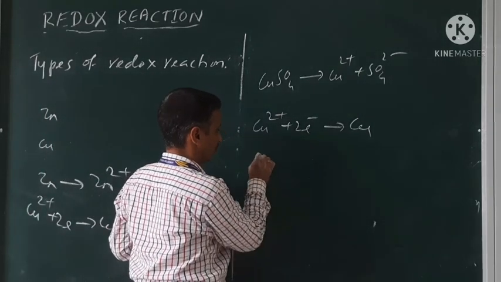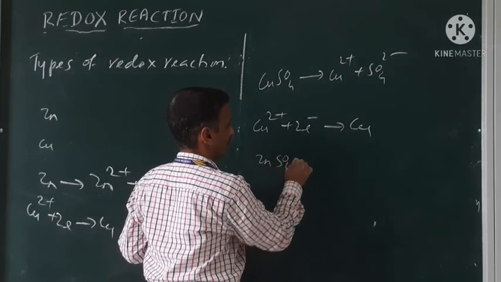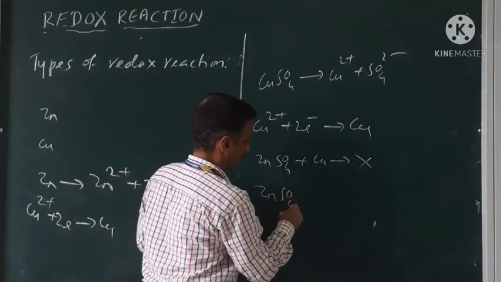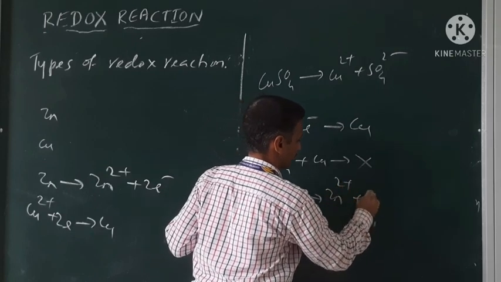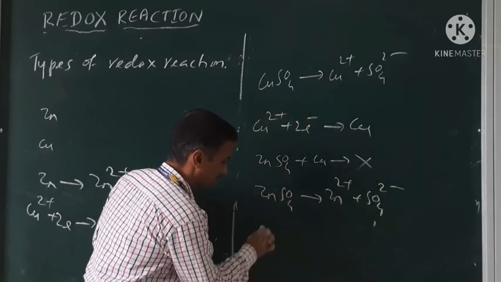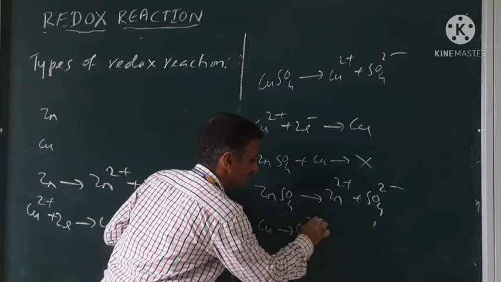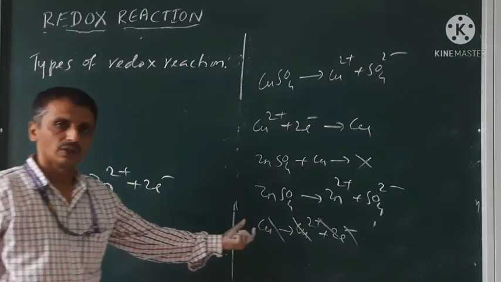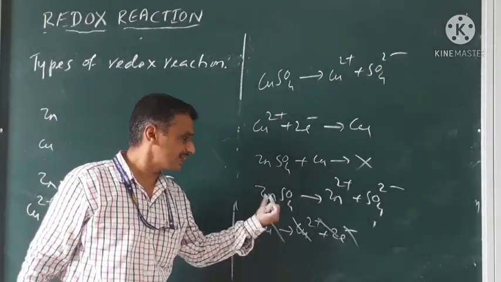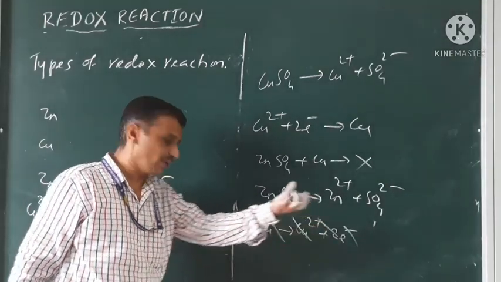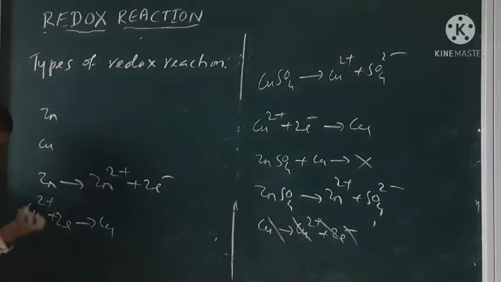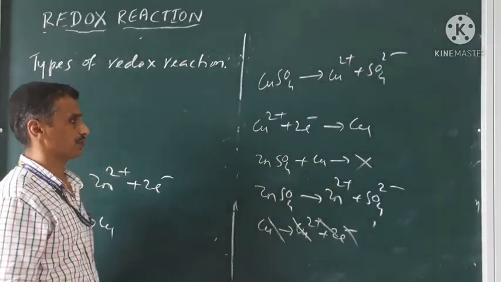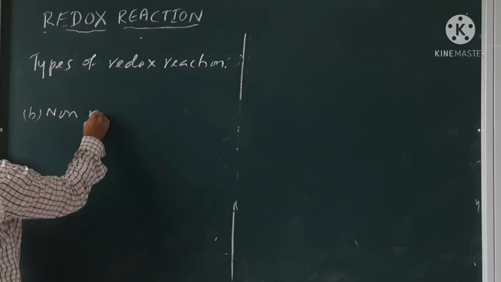But if we do the reverse, zinc sulfate plus copper, there is no reaction, because zinc sulfate is an electrolyte giving Zn2+ and SO4 2- ions. Copper does not have this tendency. When zinc and copper are there, copper does not have this tendency; they want the electron. Therefore, they cannot provide the electron for this Zn2+ ion. No reaction takes place.